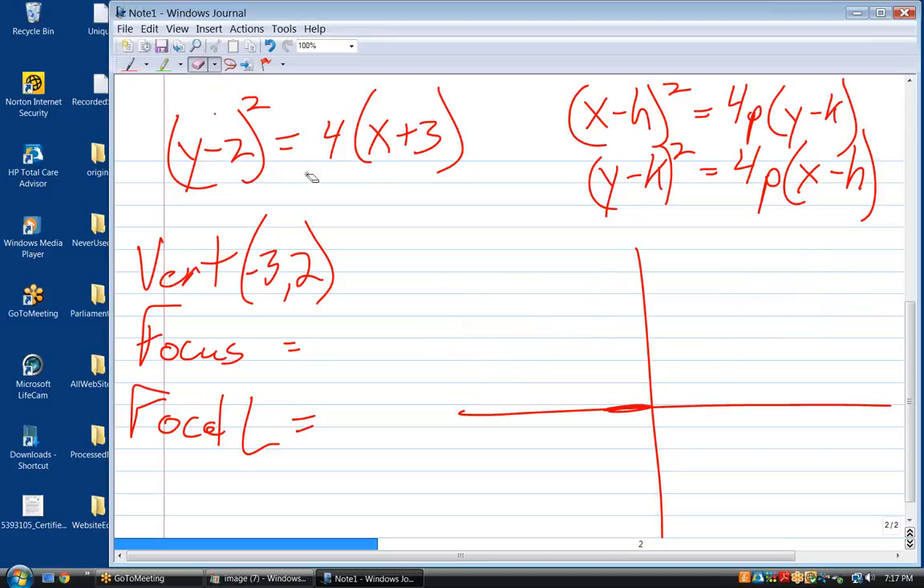which means that y minus 2, k must be plus 2. And k is the y coordinate of the vertex. And x plus 3, h must be minus 3, because it's x minus h. So looking at an x plus 3, h has to be minus 3. Okay, and the focus? I should say the focus, let's see, this is the width, this is the length.